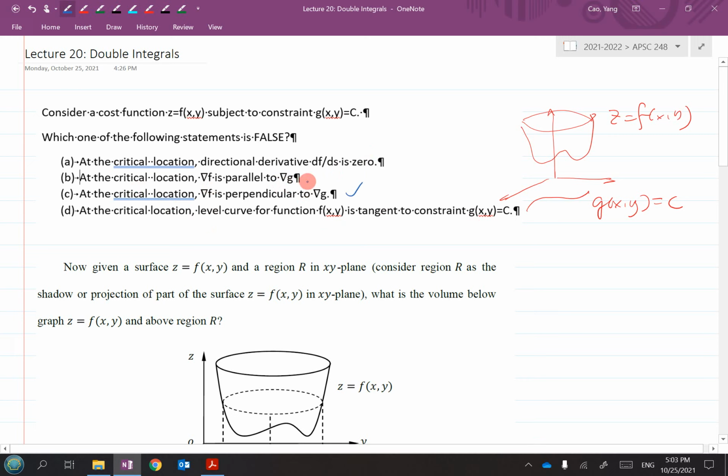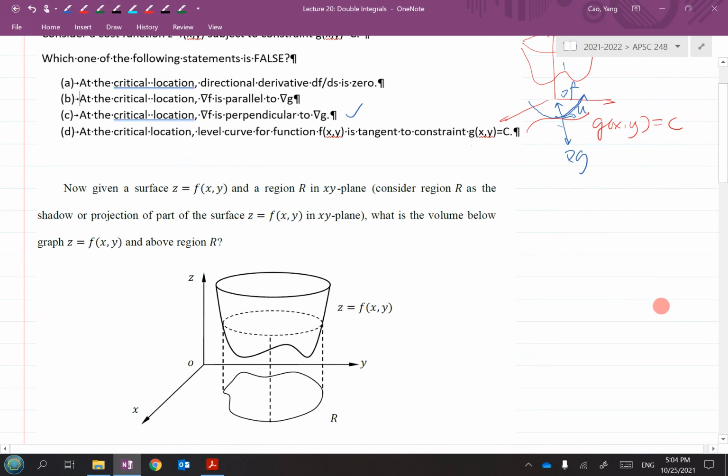So basically, at the critical location, del f will be parallel to del g. That's how we derive our Lagrange multiplier, right? So at a certain critical location, del g and del f are parallel to each other. And of course there is a level curve, so at a critical location, the level curves from the function f and the constraint g will be tangent to each other. Right? I demonstrated that using the Maple animation in the previous lecture. Okay, so that's basically the constraint problem.